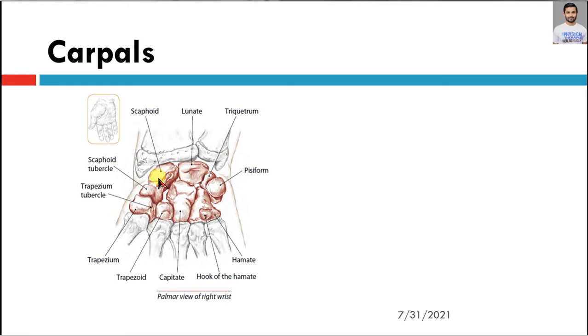Then scaphoid, lunate, triquetrum, and pisiform. The scaphoid is just proximal to the first finger or the thumb, and it is towards the radial side. The lunate is the second bone, the triquetrum is the third bone, and you can palpate these either in the palmar aspect or in the dorsal aspect.